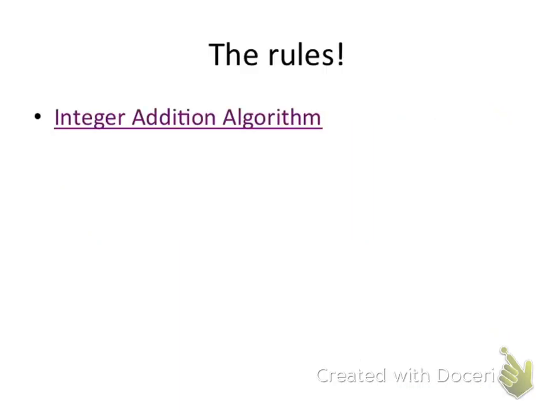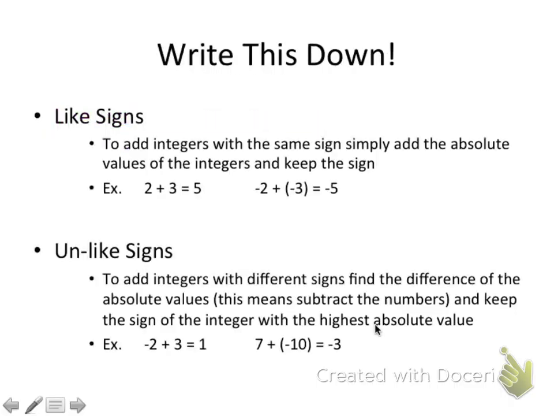So for this next slide, let's go ahead and write this down. I know it's a lot of words, but it's kind of summarizing that algorithm from the last video. If you want to write this at the bottom too, you can. When you have two positives, this is going to be interesting. A positive plus a positive equals a positive.